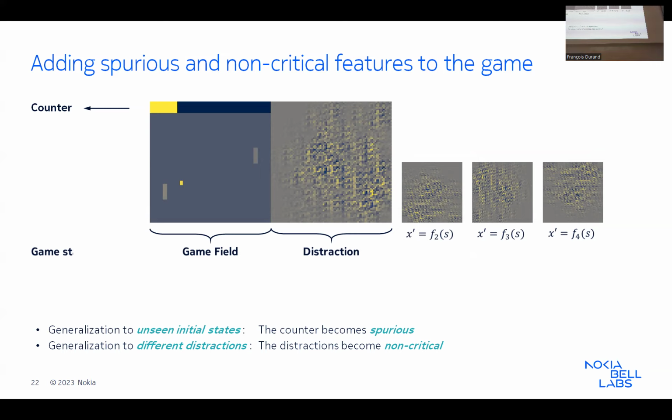So here we looked at two sorts of generalization. One was to different initial states. So we gave a random seed to the problem, which made the initial state different. And then secondly, we generalized to different distractions. So we added different random information on the right-hand side. The game counter was, again, one of these spurious correlations. The distractions were just non-critical to the problem at hand.